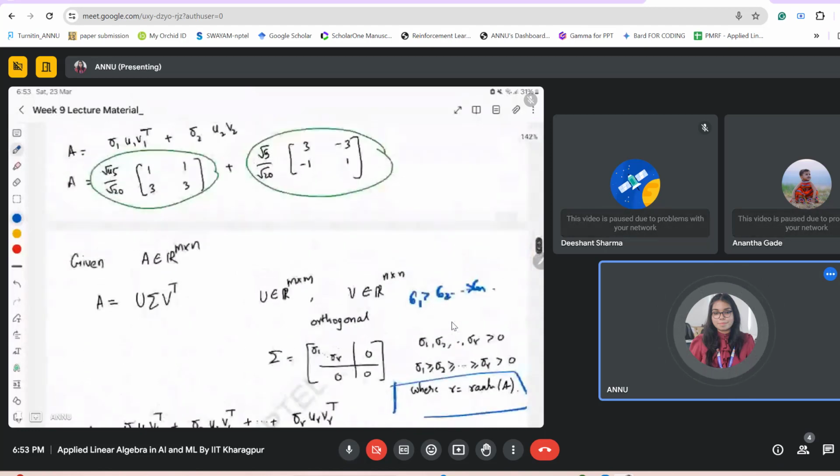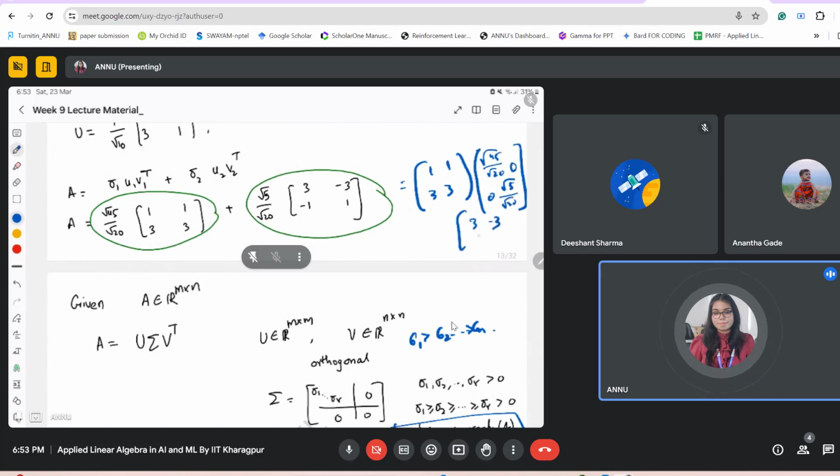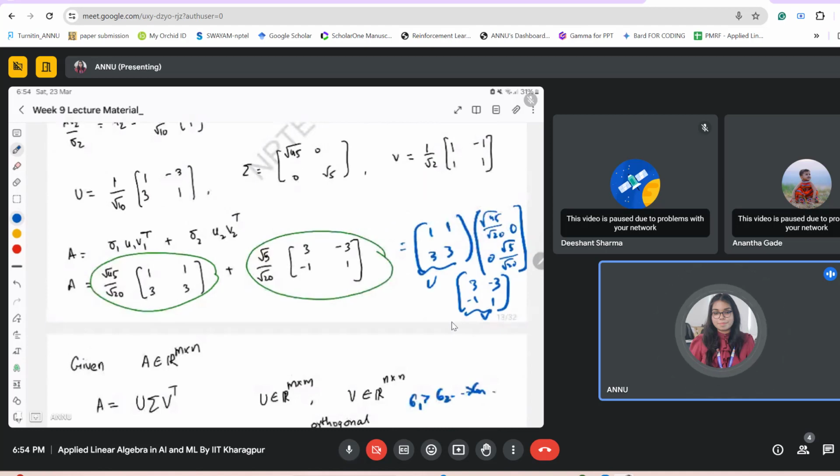So you can write it like this. How can you write it? This is the matrix with 1 1 3 3, root 45 divided by root 20, root 5 divided by root 20, and this is 3 minus 1 1. Okay, this is U, this is V, and root 20 is here. So this is sigma.